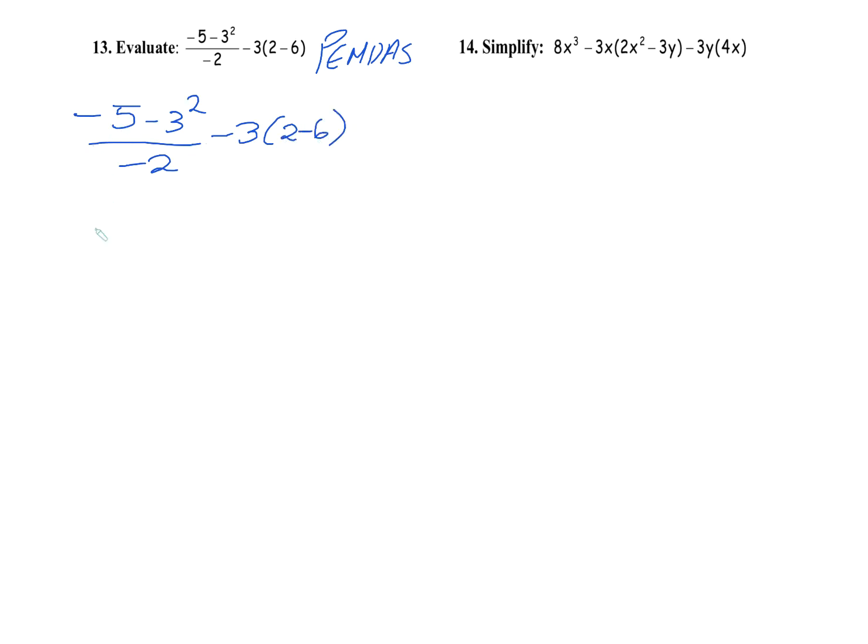Okay, let's work on this side. So negative 5. Okay, this is my operator, so I'm going to keep that. That's my subtraction sign. And if I square 3, that's 9 over negative 2.